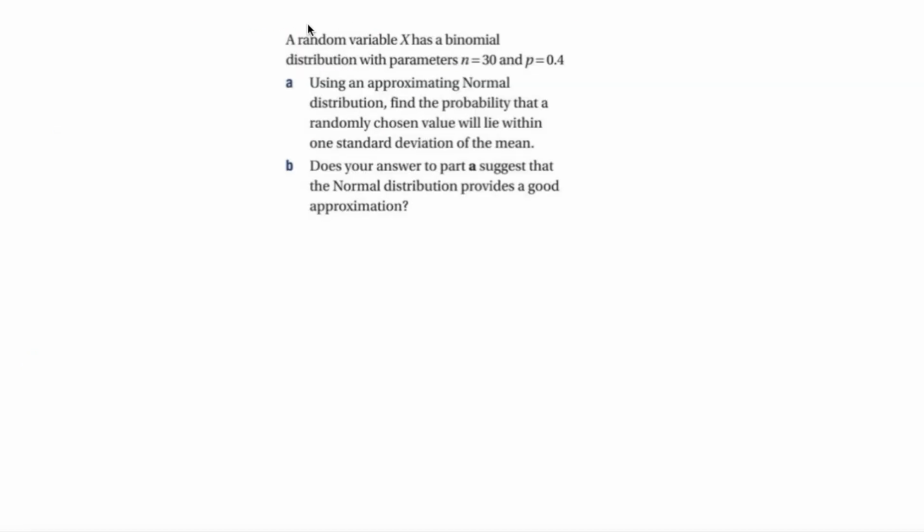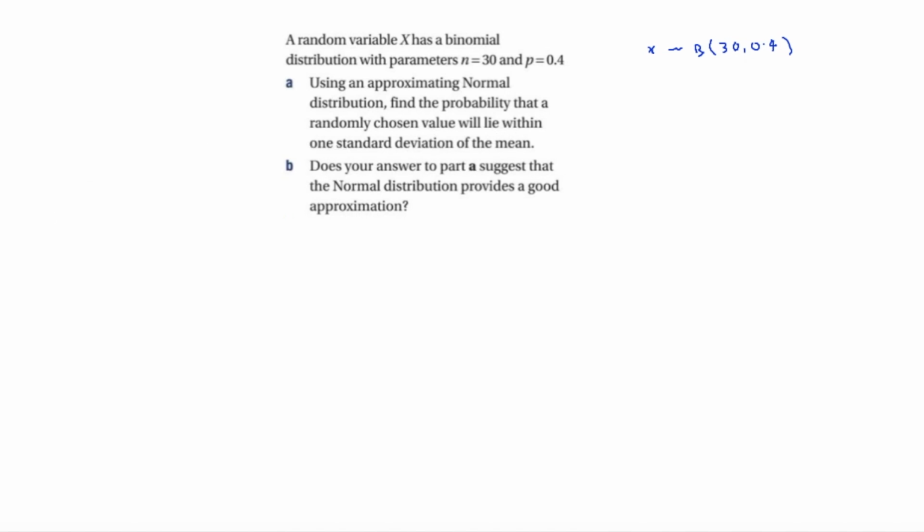So this question says that a random variable X has binomial distribution with parameters n equals 30 and p equals 0.4. So if we were just to write this, we could say that X is binomially distributed with 30, 0.4. Now it asks, using an approximating normal distribution, find the probability that a randomly chosen variable will lie within one standard deviation of the mean.